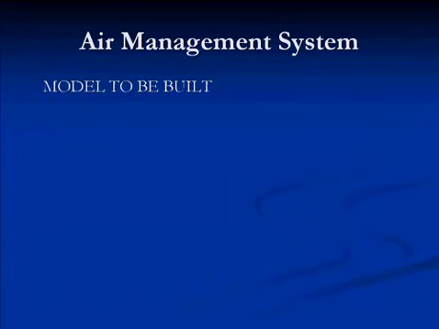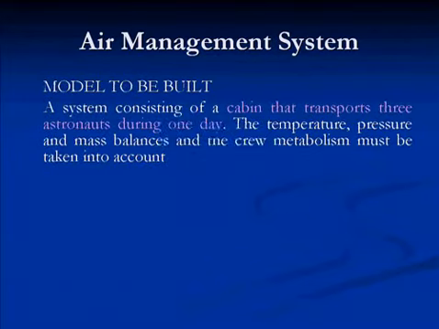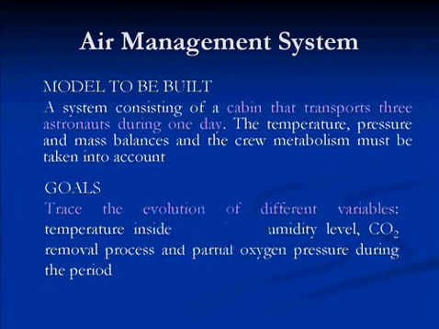Air management system. Model to be built. A system consisting of a cabin that transports 3 astronauts during one day. The temperature, pressure and mass balances and the crew metabolism must be taken into account. Goals: to trace the evolution of different variables, temperature inside the cabin, humidity level, CO2 removal process and partial oxygen pressure during the period.